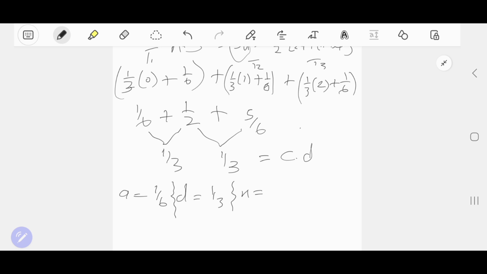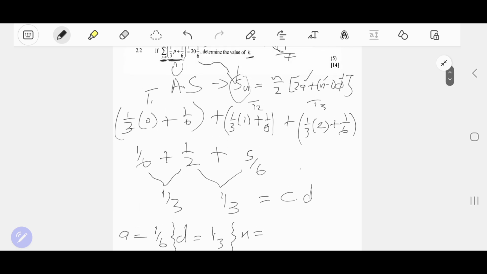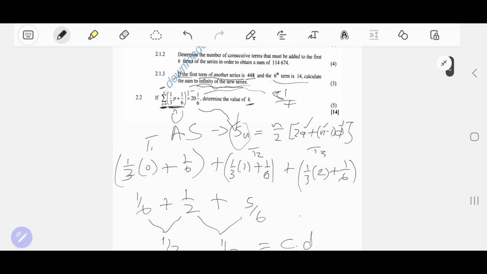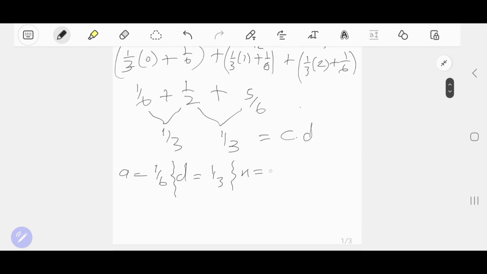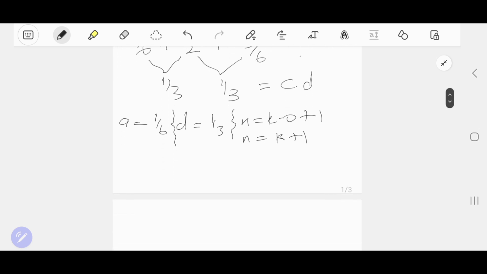My number of terms. Remember, for the number of terms, you're always doing top minus bottom plus 1. So in this case, top is k, bottom is 0, so it's going to be k minus 0 plus 1. So this means our n can be written in terms of k, which is our variable of interest, the variable that they ask us to calculate. So everything is partial in this case.